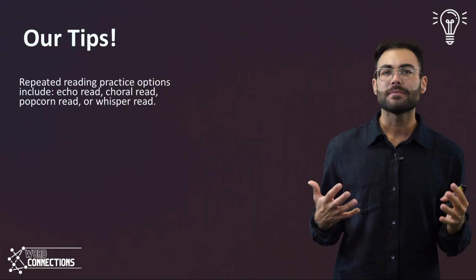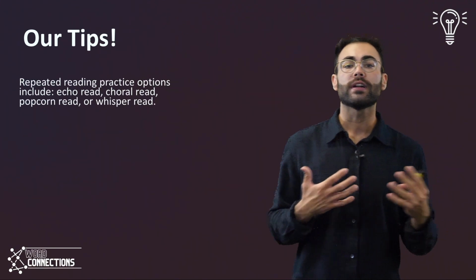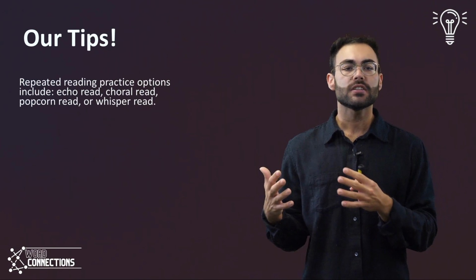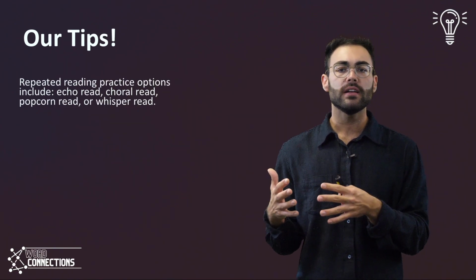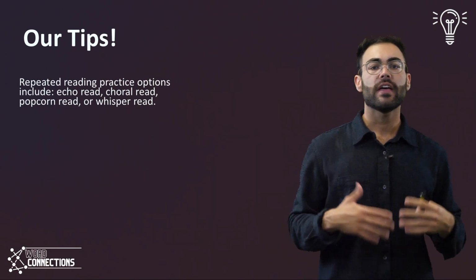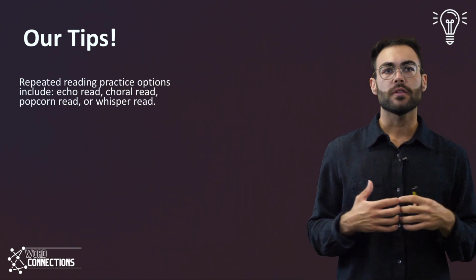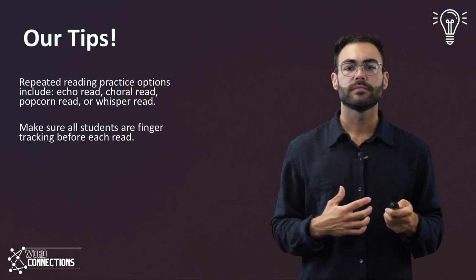All right, we have some tips for implementing text reading within word connections. First, you can vary your read aloud options, and these range from easiest to more challenging. So you can start with an echo read, then a choral read, a popcorn read where students are taking turns, and then also a whisper read. So you can change these up to make sure students are engaged within the text reading component.